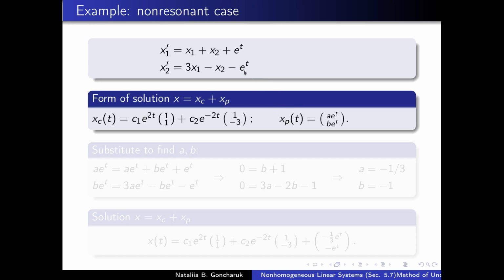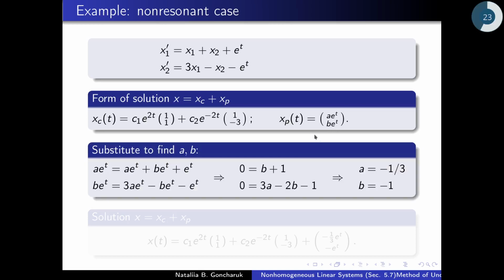And then, since b only has e to the power t in it, so it is e to the power 1 multiplied by t, lambda is 1. 1 is not an eigenvalue here, and it doesn't appear over here in the formula. So this is a non-resonant case, and I should choose xp. Both components of xp should be a constant times the exponential. Now I should substitute this into the equation to find a and b.